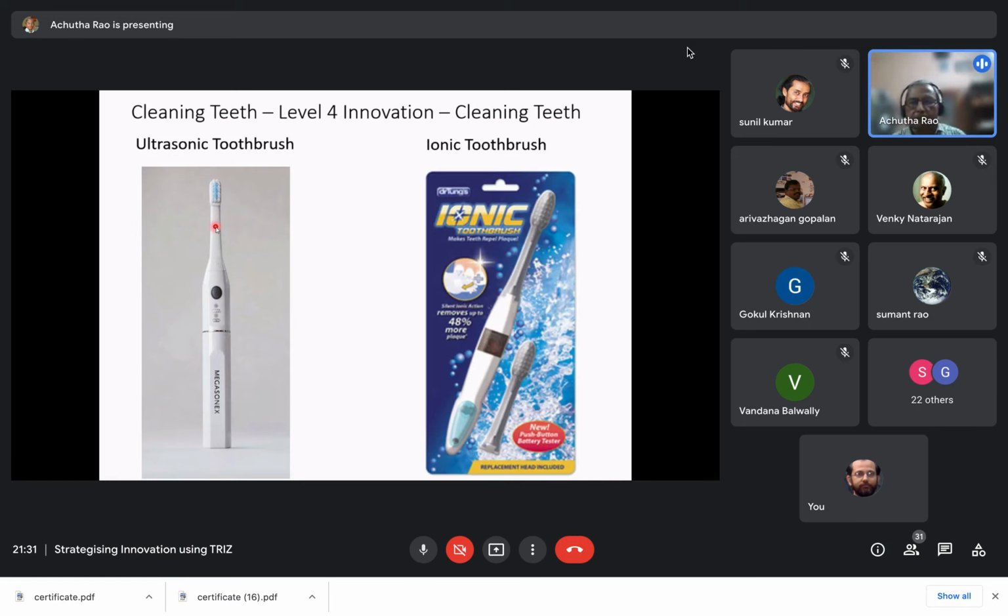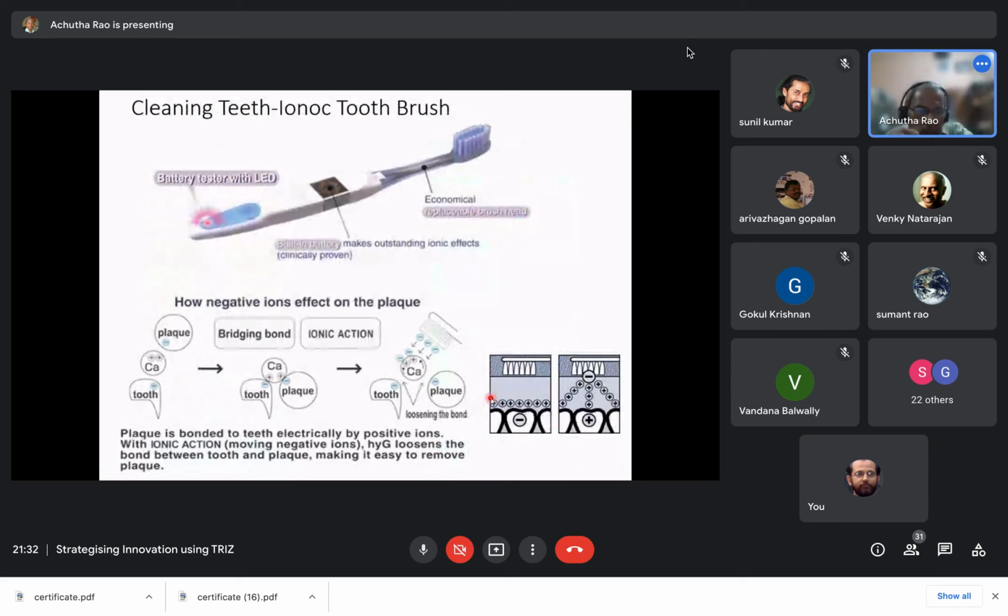Now level 5. I love this very much. I would love to have this. It is one of the best toothbrushes ever developed in the world. The ionic toothbrush does not require any toothpaste. It uses the phenomenon of attracting and repelling positive and negative charges. Basically, the plaque is bonded to the teeth by positive ions. So I create negative ions, and then the plaque is attracted and removed from the tooth. It's a very, very interesting thing.